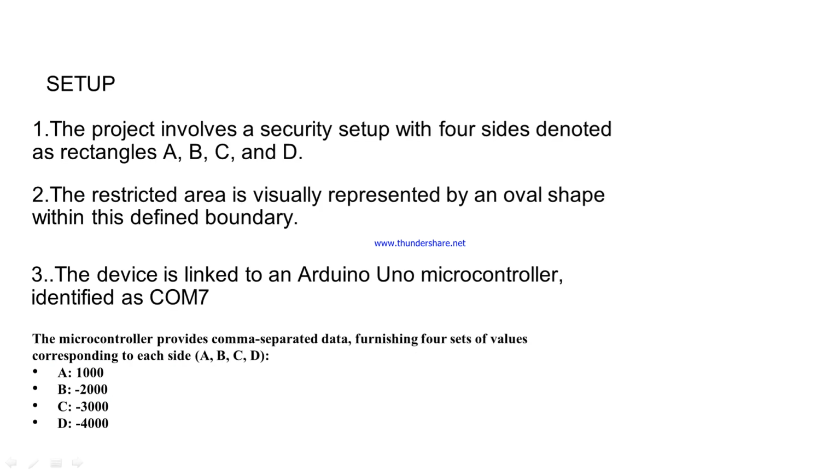So basically I'm going to explain the setup of this project. The microcontroller returns comma separated data. In our project, the microcontroller, which means the Arduino, is going to return four sets of data. Each set belongs to each side, which is designated as A, B, C, D. Here you can see the values stored for A, B, C, D are 1000, 2000, 3000 and 4000.